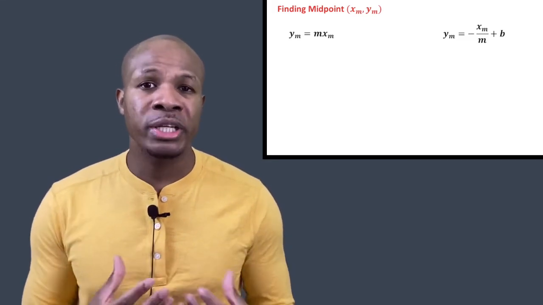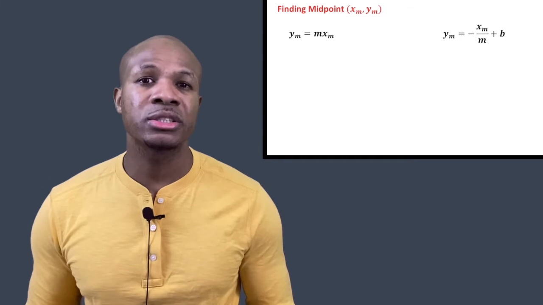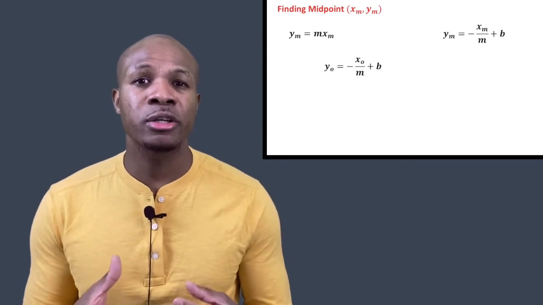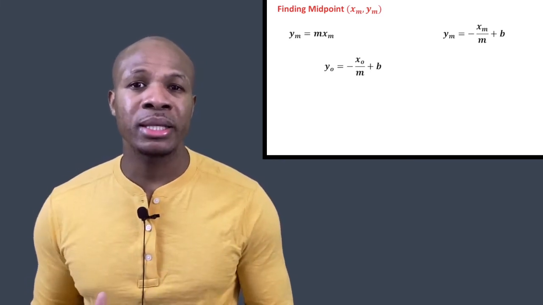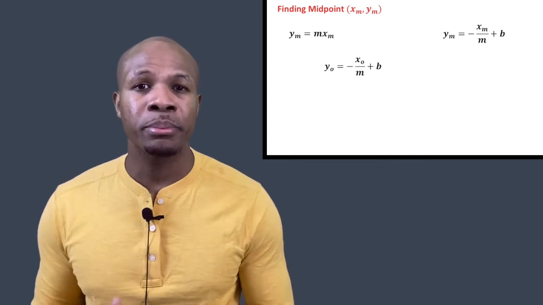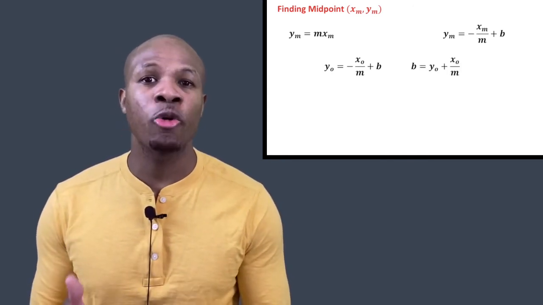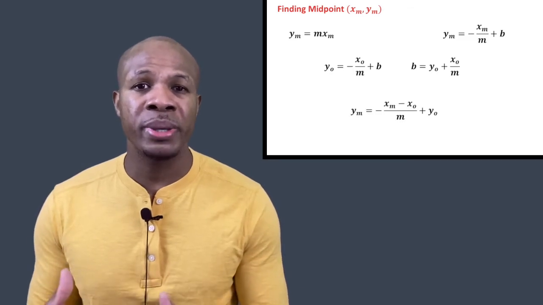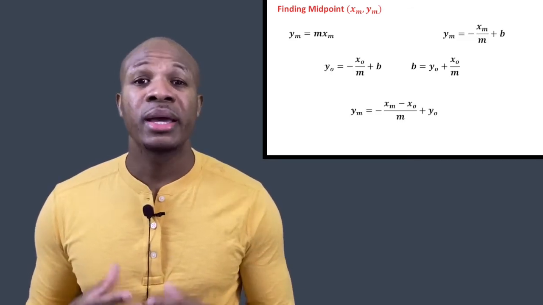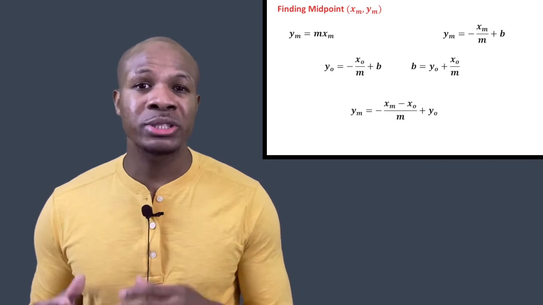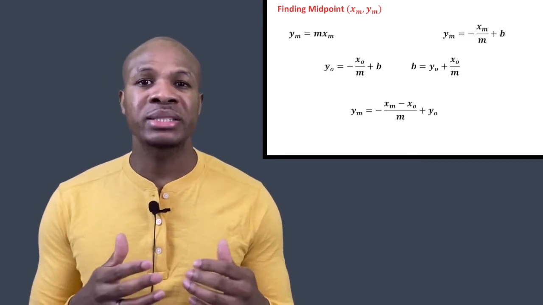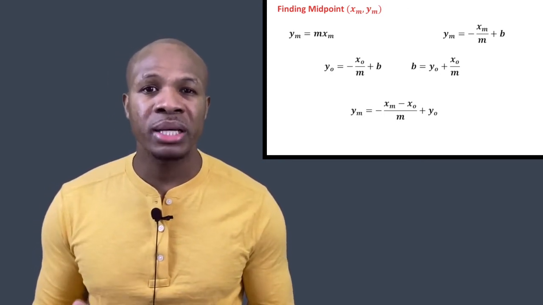So we know our initial position, which is x naught, y naught, so we can go ahead and plug that point in to solve for b. That will give us y naught equals negative x naught over m plus b. And solving for b, we get b equals y naught plus x naught over m. And now we can plug this term in for b in our y sub m equation, and this will give us y sub m equals negative x sub m minus x naught divided by m plus y naught.